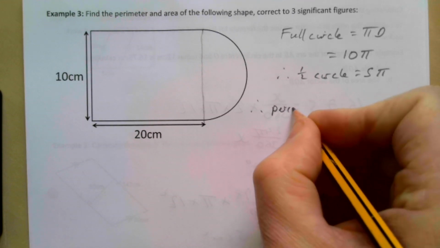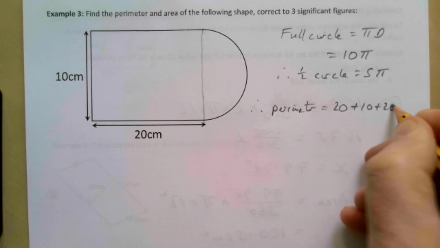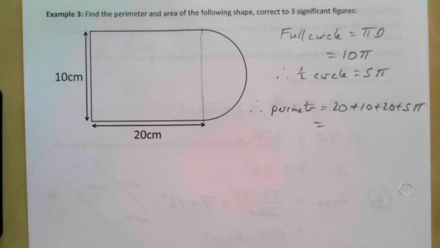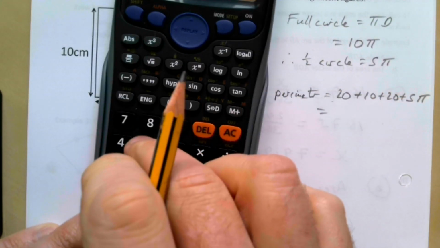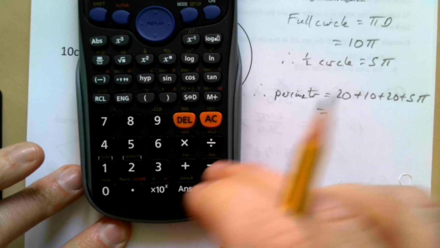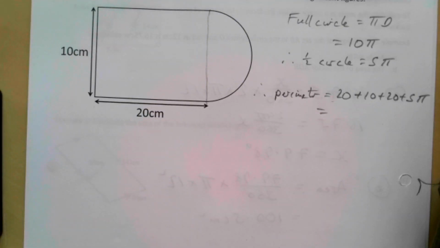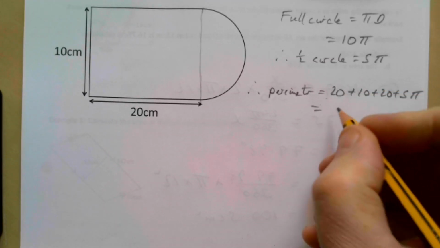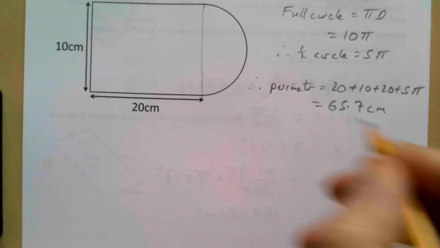Therefore, perimeter equals 20 plus 10 plus 20 plus 5 pi. And now I can put that in the calculator, because this is going to be 50, and just add them to the 5 pi. We can keep it nice and accurate. So it's 5 pi equals plus 50, 65.7. Sorry, just a wee bit of hassle with the computer here. So 65.7 centimeters. So that's the perimeter.